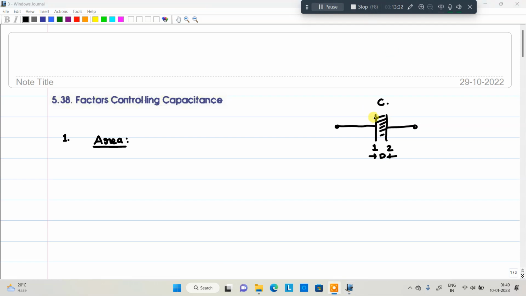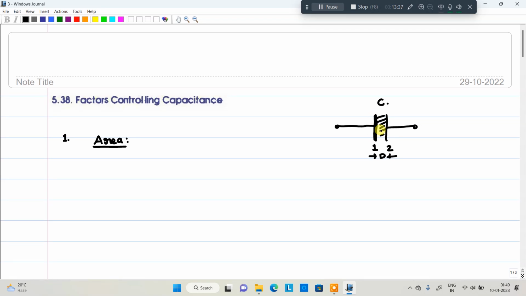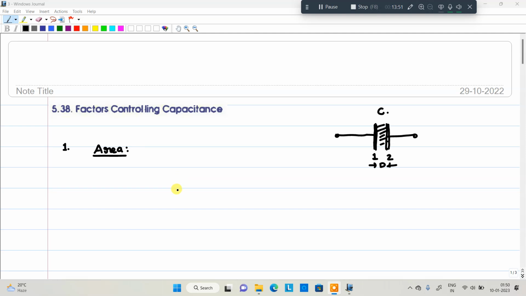Okay, the area. In these plates we have area covered. So the area is directly proportional to the capacitance. That means capacitance is directly proportional to the area of the plates. So when our plate area increases, what will happen? Capacitance also increases. So here A is the area of plates, and C is the capacitance. So the first thing is done.